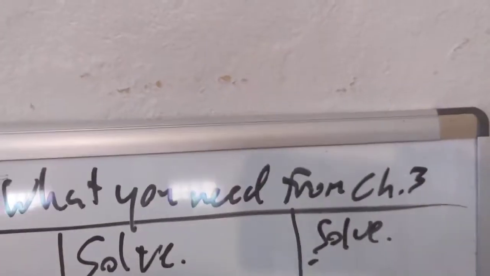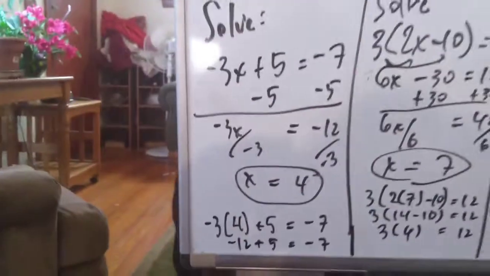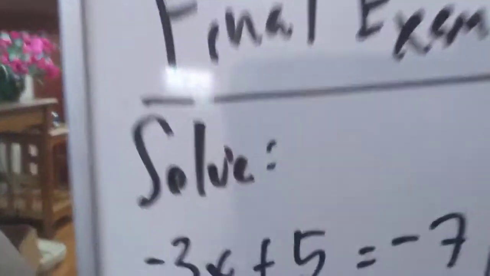This is for my Math 020 students. What do you need to know from Chapter 3, which is about solving equations for x, right? All right, so final exam review, Chapter 3, what you need to know. So we're going to start solving equations for x, obviously. So we're going to start with this right here.